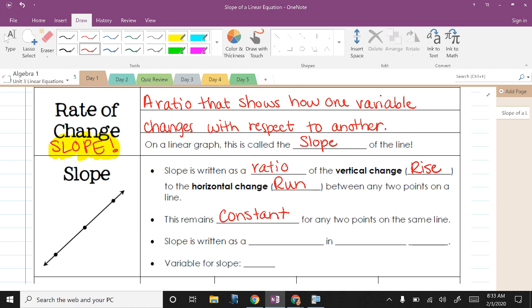Okay? For any 2 points on the same line, slope is written as a fraction in simplest form. And we already know that. And we use what variable for slope? M.